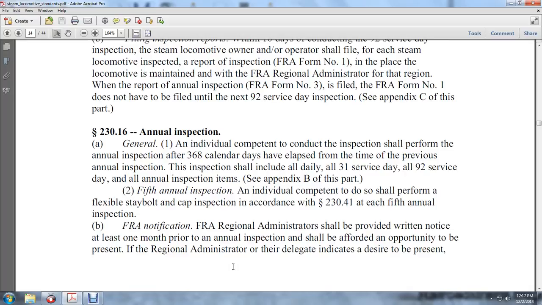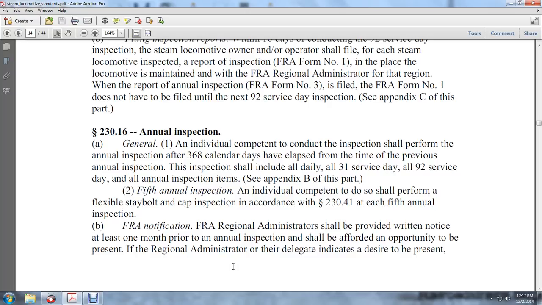(b) Fifth annual inspection. An individual competent shall perform a flexible staybolt cap inspection in accordance with 230.41 at the fifth annual inspection. (c) FRA notification. The FRA regional administrator shall be provided written notice at least one month prior to the annual inspection and shall be afforded the opportunity to be present.